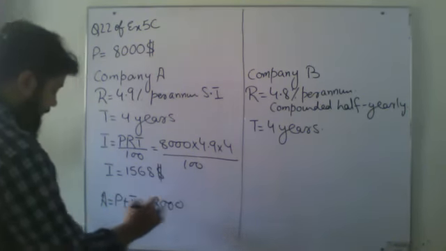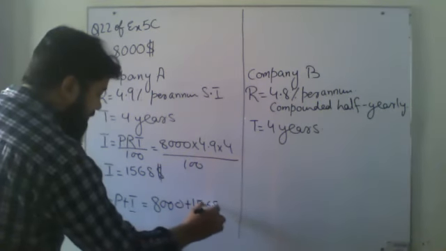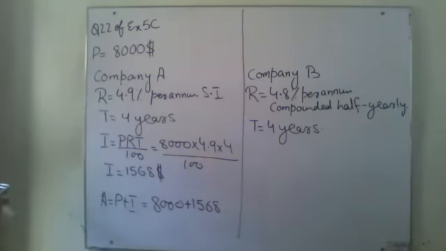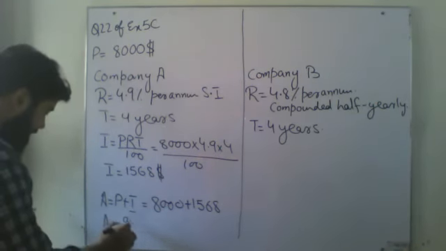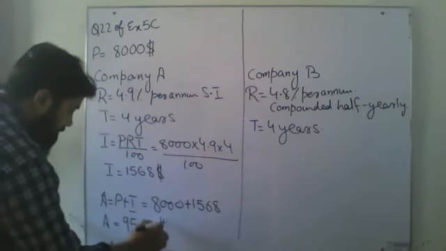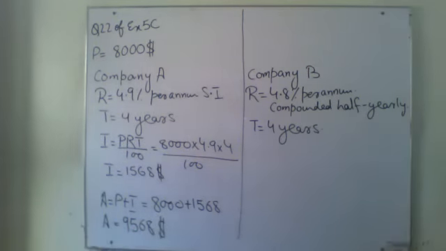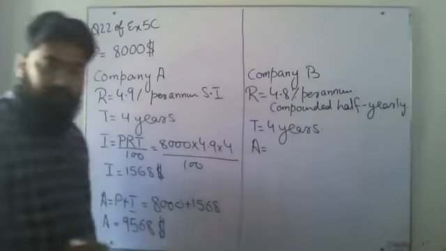So what will be the total amount? 8,000, that is my principal, plus $1,568, that is my interest. So my final answer is going to be $9,568, the amount which I am going to receive from company A. Now coming to company B, again I have to find the total amount.